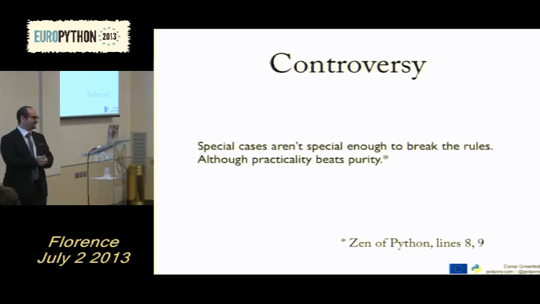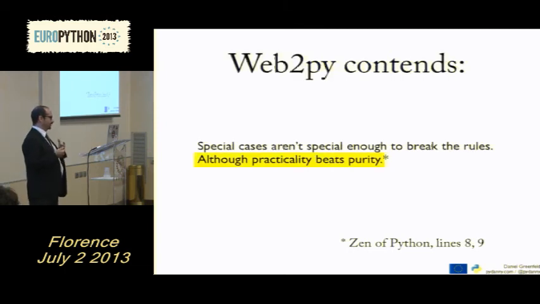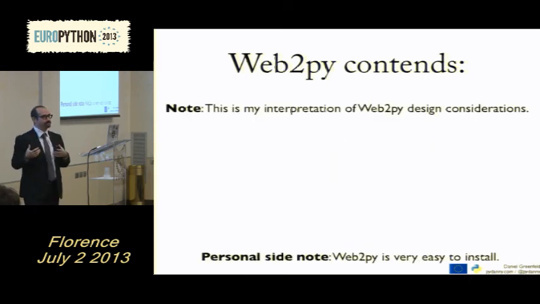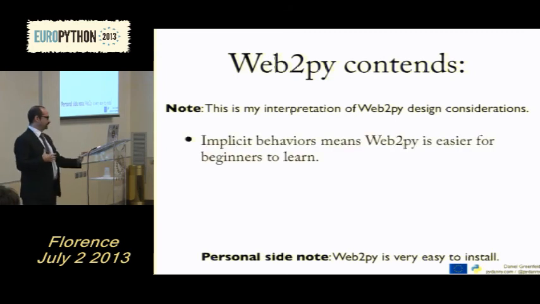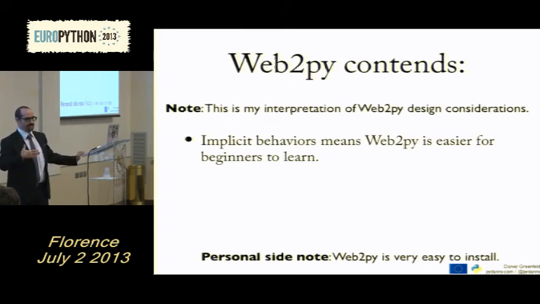So with this, this is the controversy. Special cases aren't special enough to break the rules, right? Well, Web2Py will contend that they've got a good reason for this, that they know what the rules are, and that they're breaking them on purpose. So this is how I interpret things with Web2Py. By having the request object and a number of common HTML objects that you need in views and models and other modules, it's easier for beginners to learn.